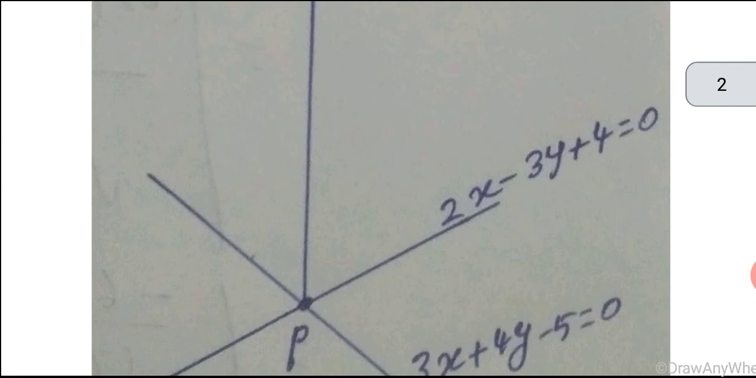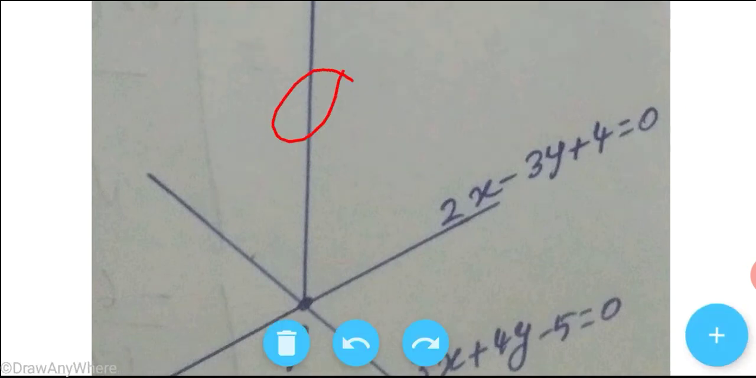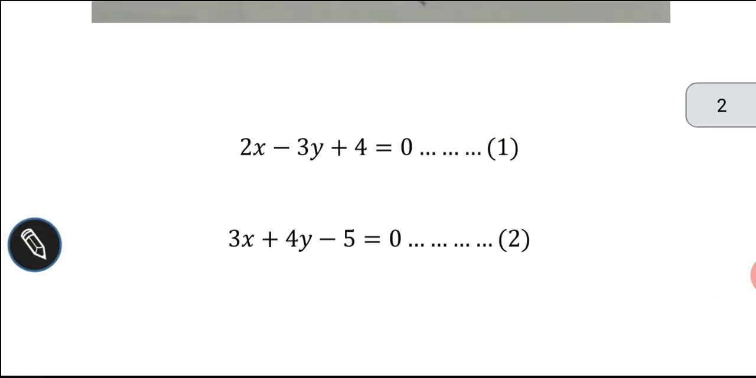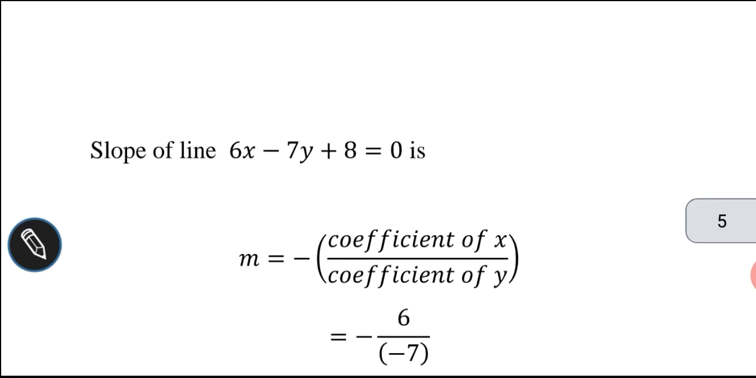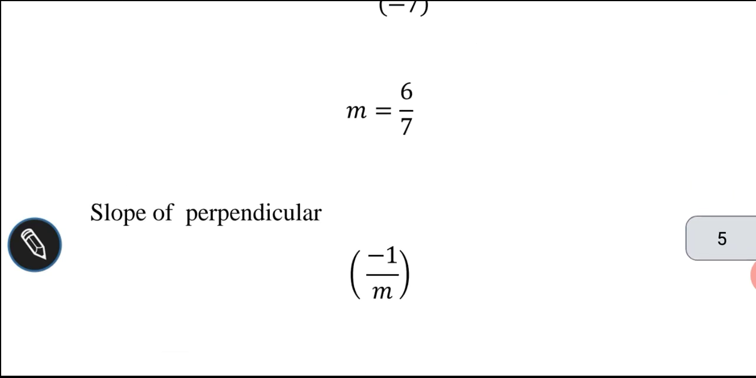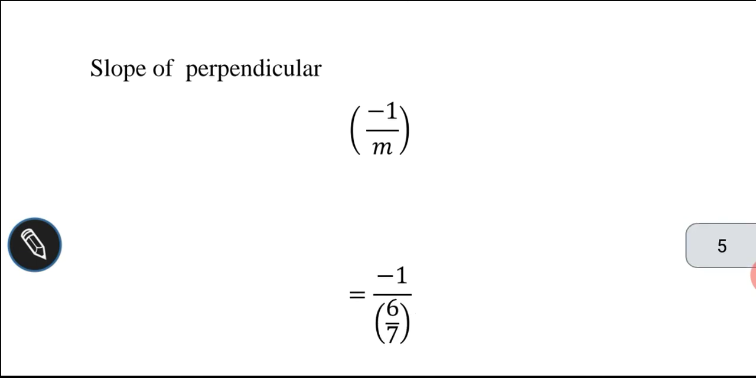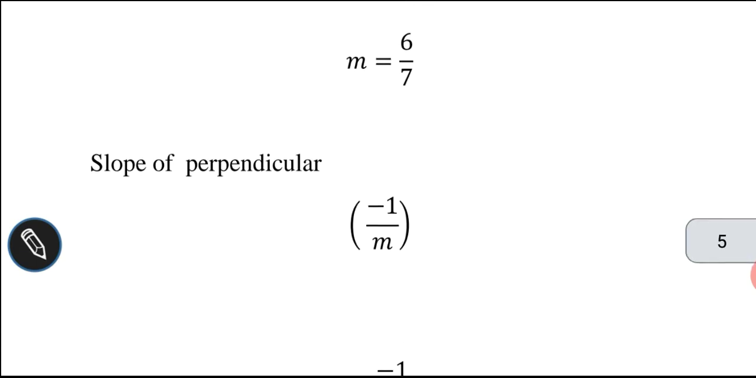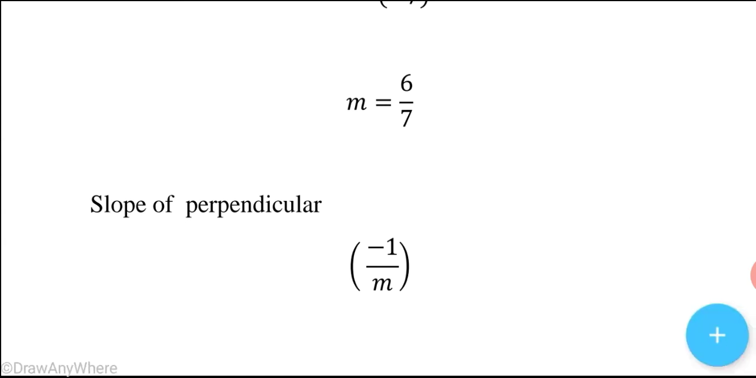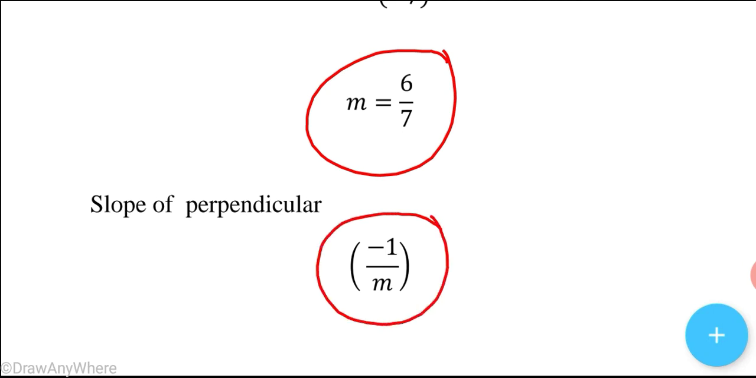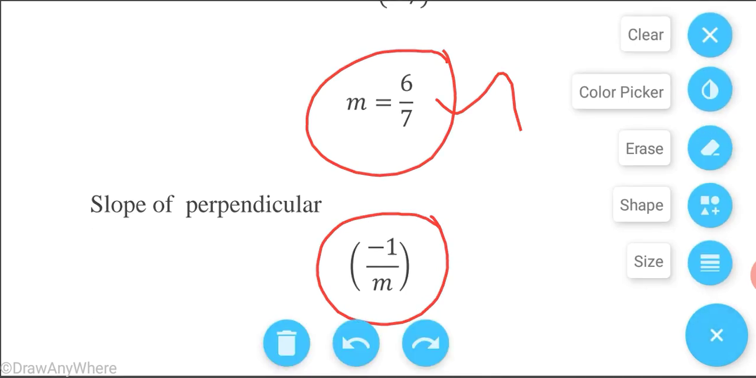Okay, we are going to find the slope of this line. The slope of this line is called the slope of the perpendicular. The slope of the perpendicular is minus 1 by m, where the value of m is 6 by 7. We have already calculated m as 6 by 7.